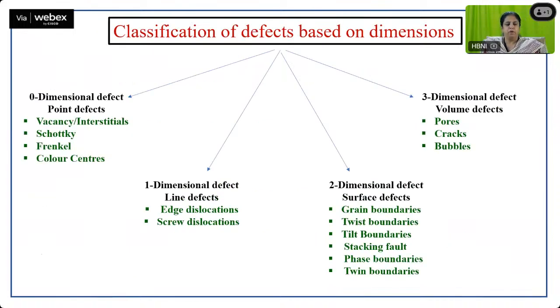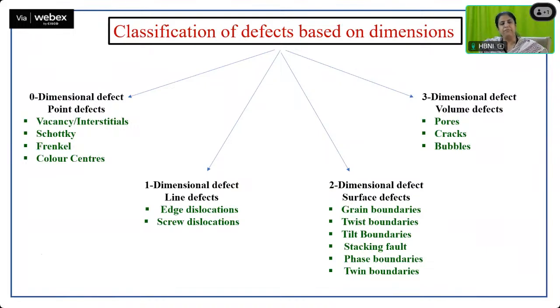All right. So starting again, classification of defects based on dimensions. Okay. So as the name suggests, this particular classification uses the dimensionality of the defect to classify them into various classes. Okay. So first one is zero dimensional defect that we have already studied about. The defects that occupy one lattice site. So they could be your vacancies, interstitial, Schottky, Frenkel, and also the color center.